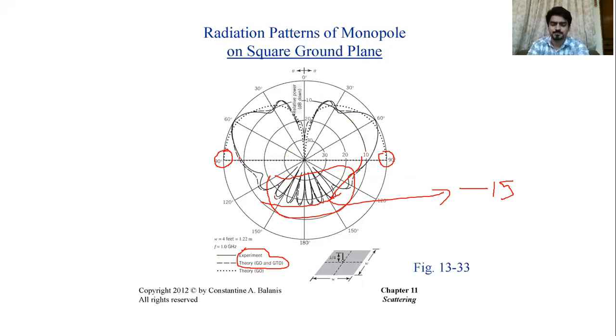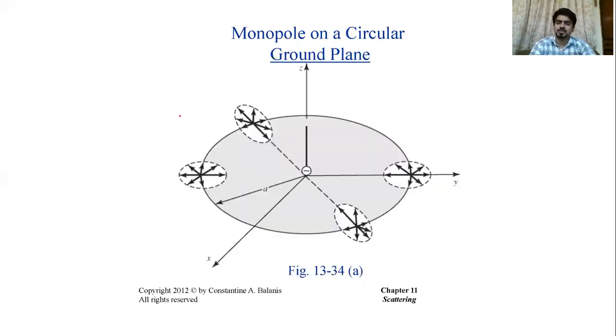Now similarly, you can also do the same thing for a circular ground plane, but now for the circular ground plane you have curved edges, right? So for that, you would like to add some kind of amplitude spreading factor, maybe, right?